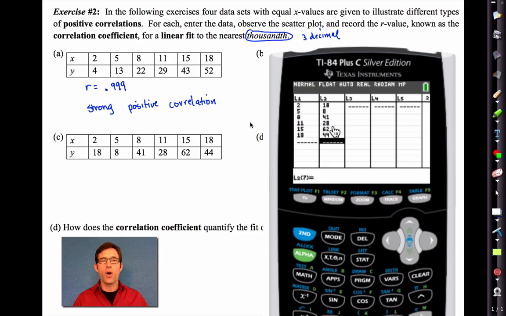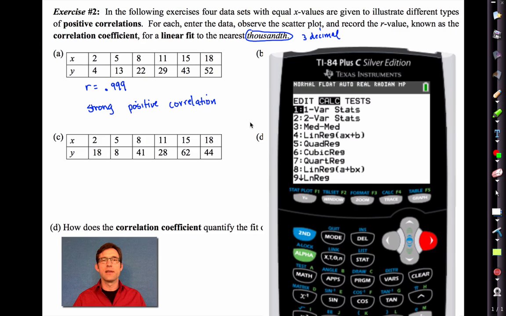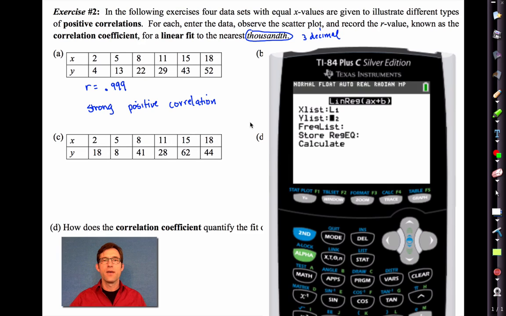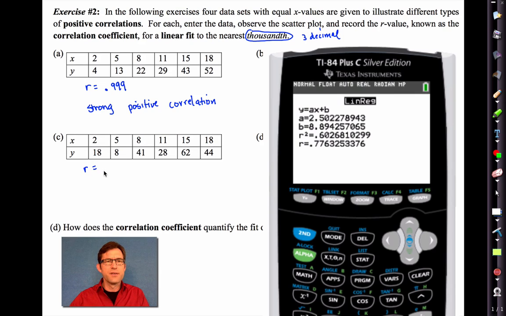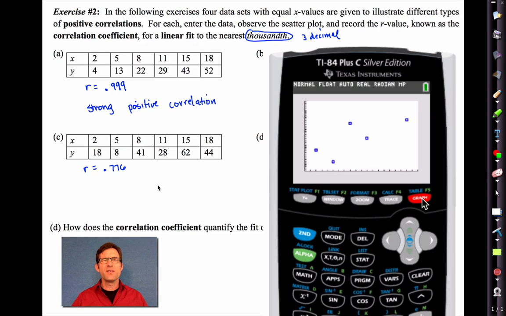Again, the beautiful thing is we are ready to go. Let's hit the Stat button now. Go down to linear regression, hit Enter. And let's see, I can now say R is 0.776. And let's take a look. Let's hit graph. Ooh, well, I think it's definitely a positive correlation. Y kind of seems like it's getting bigger as x gets bigger, but I am definitely going to call that a weak positive correlation.